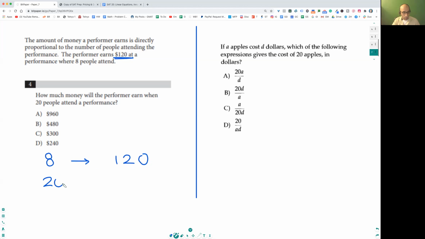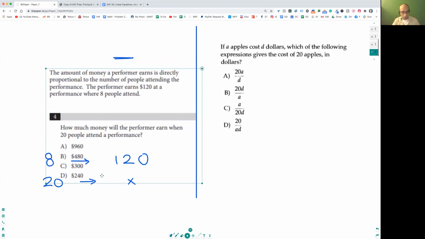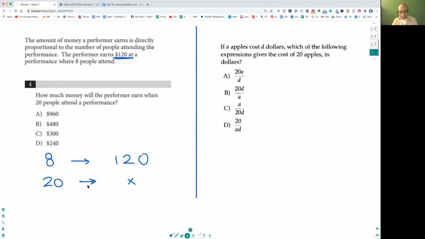write down 20 here, and then I draw an arrow, and then I write X. That's the amount of money that's being asked. 8 people, you earn 120. 20 people, you earn dollars. I get rid of this dollars, and then I get rid of these arrows. Oops, sorry about that. I get rid of these arrows here, and what I'm going to do here is put a line. Now it becomes a ratio.